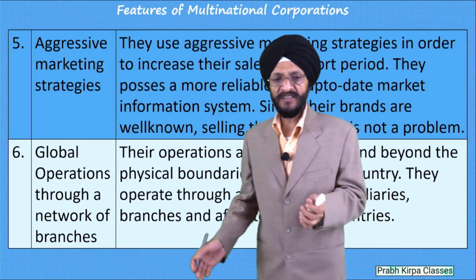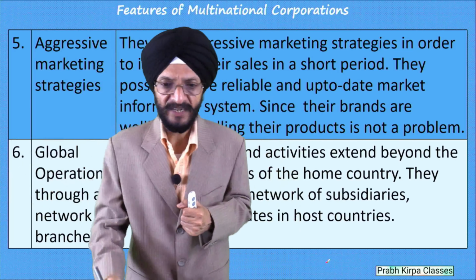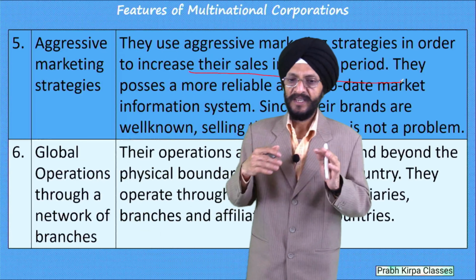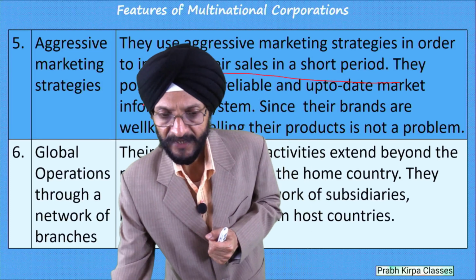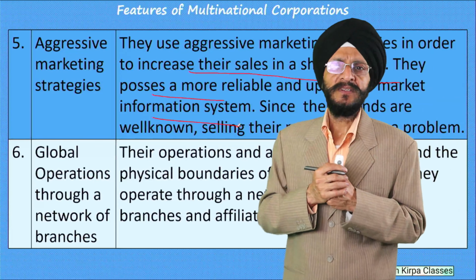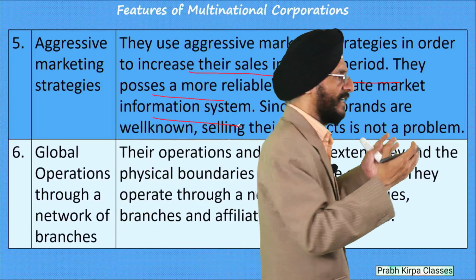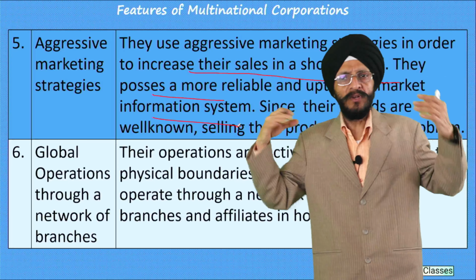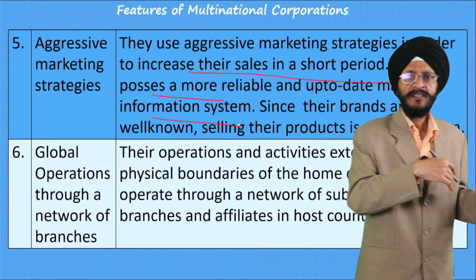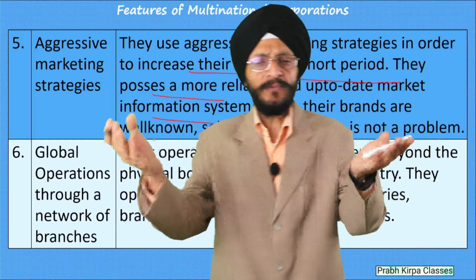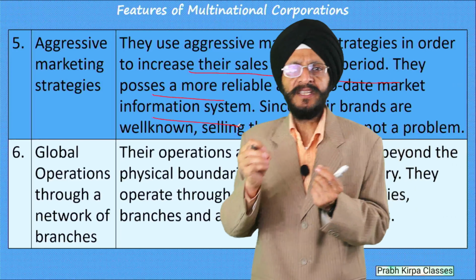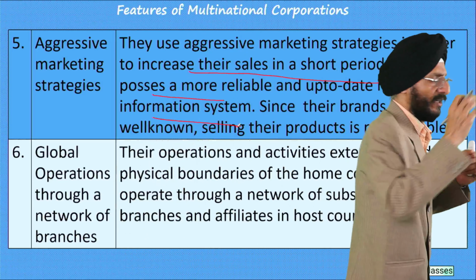Next point, aggressive marketing strategy. They use aggressive marketing strategies in order to increase their sales in a short period. They possess a more reliable and up-to-date market information system, as they have very large financial resources. They use the latest technology in each and every field, and they spend huge amounts on advertisement or in collecting information from the market about the competitors, about their own products, and what the feedback of the general public is. So all these strategies adopted by the MNCs put them in an advantageous condition as compared to other organizations.